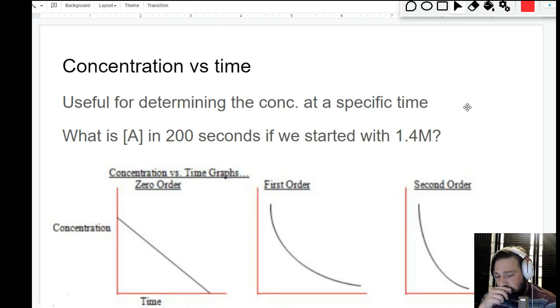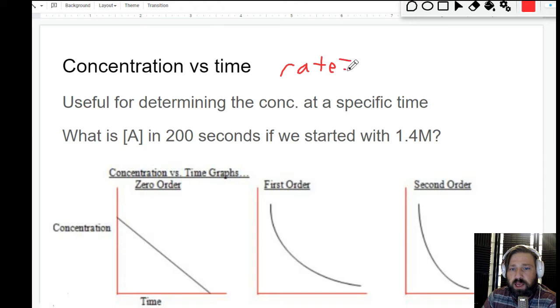So you might have a problem like this on the screen. What is the concentration of A in 200 seconds if we start with 1.4 molar? Simple enough, right? And you might think, okay, we can go through that. I know the rate law of things. So you can say the rate equals the rate law constant times the concentration of A to the first power. And remember, this concentration is what we started with. So that's our initial concentration there.